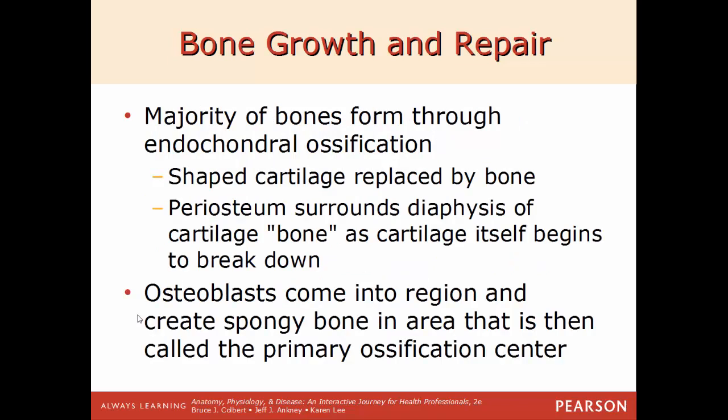Now the majority of the bones form through a process called endochondral ossification. This is where you have shaped cartilage that is being replaced by bone. Periosteum will cover the limbs as the fetus develops, which all start off as hyaline cartilage. And then that hyaline cartilage will begin to be replaced by bone as that cartilage gets broken down. And the osteoblasts will come into the region and create spongy bone in an area that is called the primary ossification center. This is how bones will get longer in length.